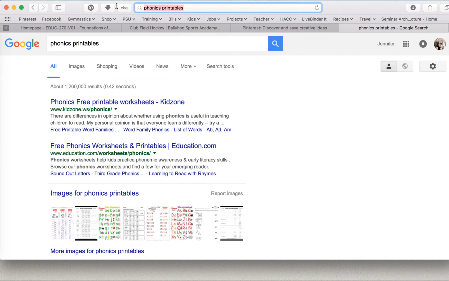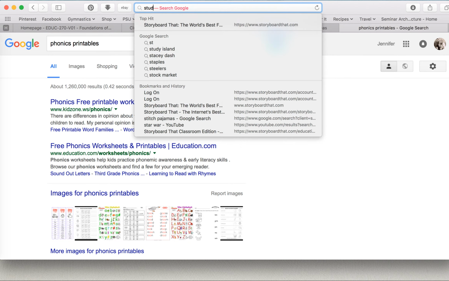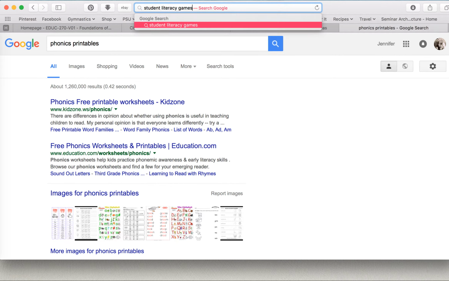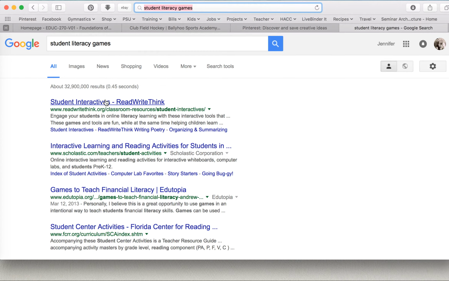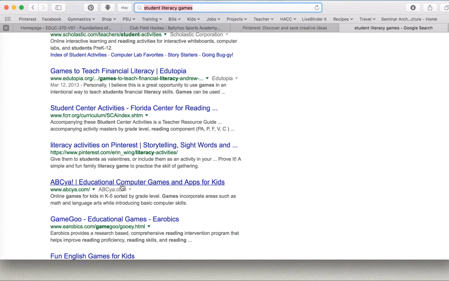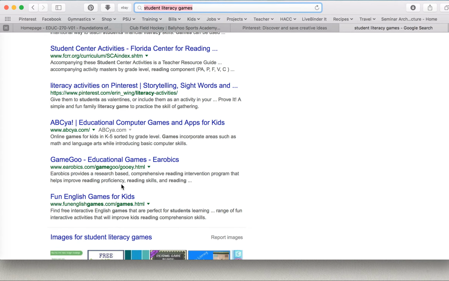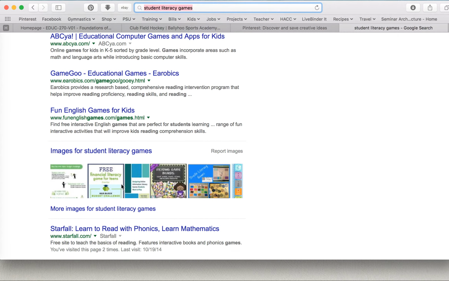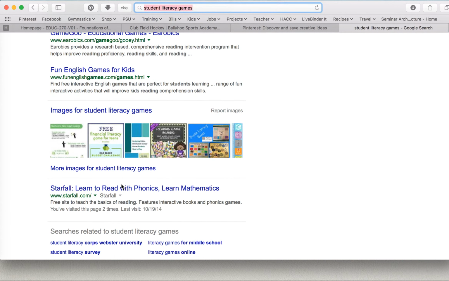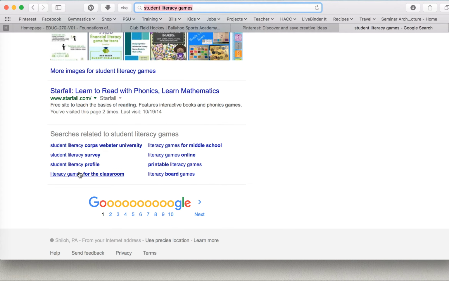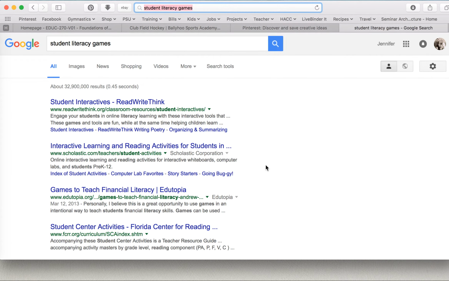Now, the third category we're looking for is student interactive. So you might say student literacy games. And right there are websites that will take you to games. And you might even find when you're playing with this, you might find something for a different category in your search and change it up. But also, again, at the bottom, literacy games online, printable literacy games, that one would work for the second category, literacy board games. So there's lots of things out there for you to find.